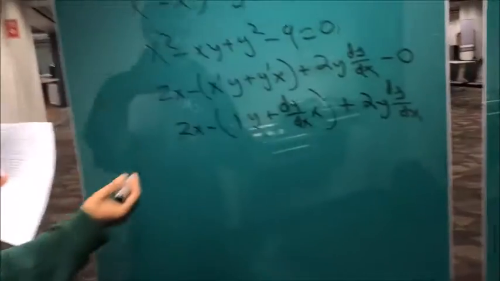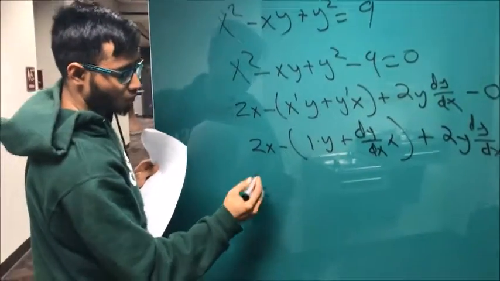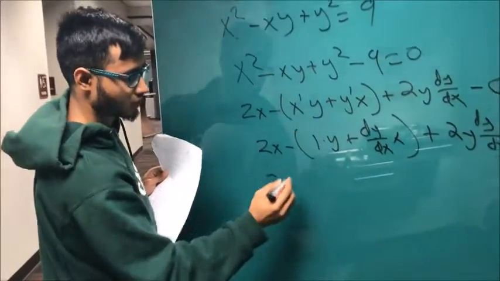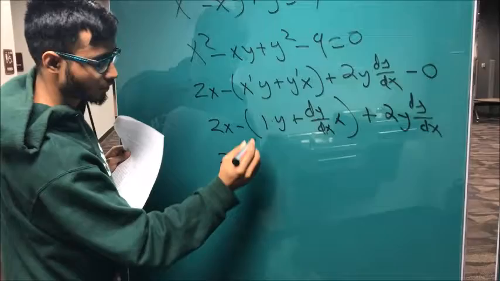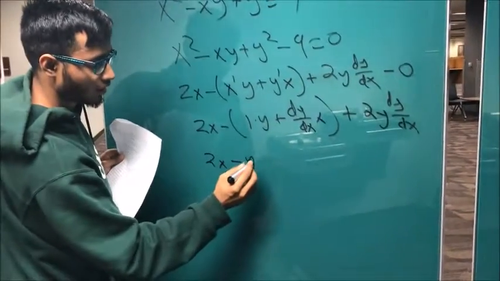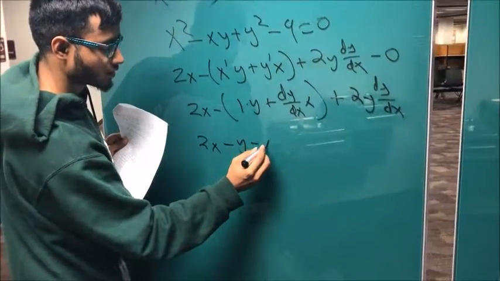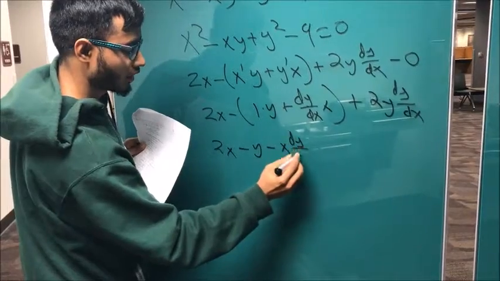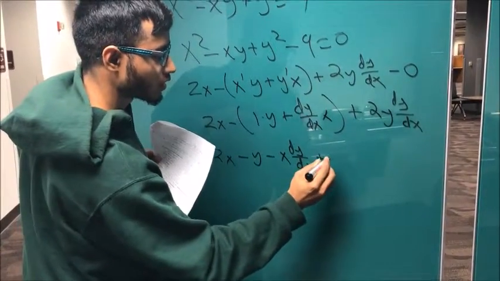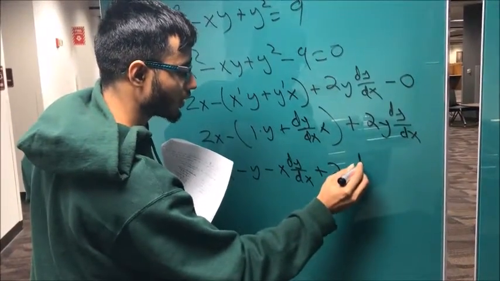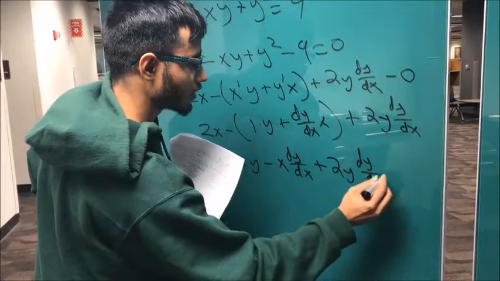Now we'll simplify it more. We're just going to distribute the negative inside. It's going to be 2x minus y minus x dy/dx plus 2y dy/dx equals 0.